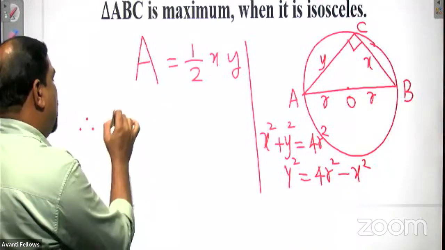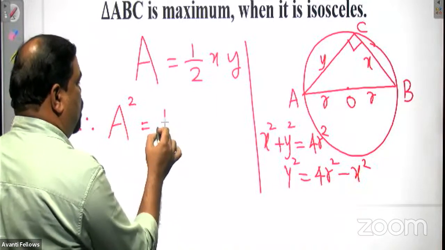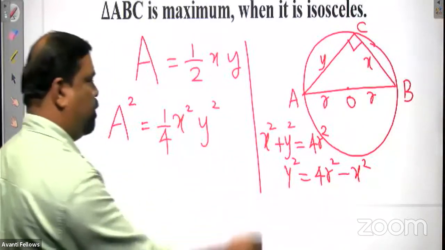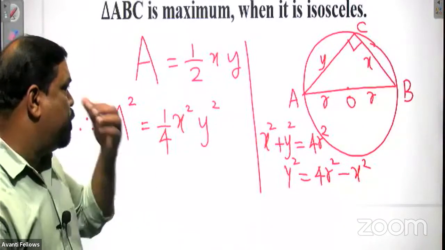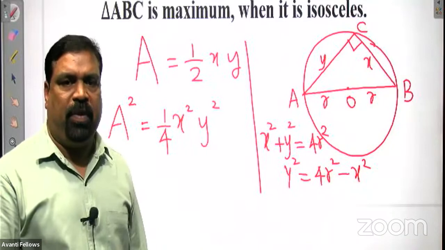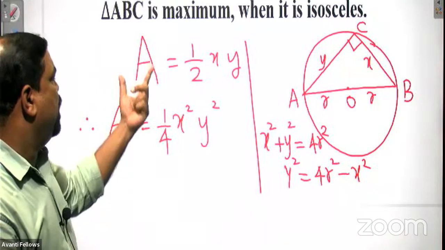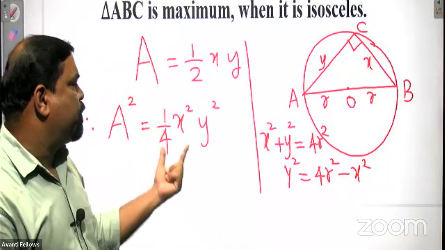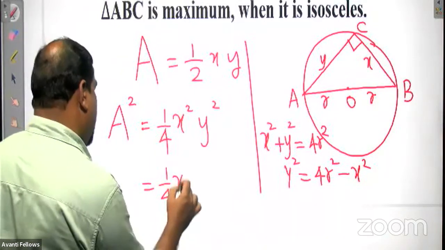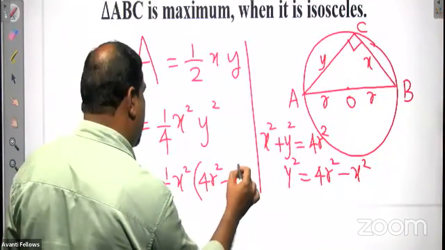Now in place of area A, I will take the square of area, S square. So S square will be what? 1 by 4 into X square into Y square. To avoid the root actually. Otherwise, I have to take Y equal to root of 4R square minus X square. To avoid that problem, I have taken the square of A, that is S square equal to 1 by 4 X square Y square. So S square is equal to 1 by 4 into X square into, what is Y square? Y square is equal to 4R square minus X square.